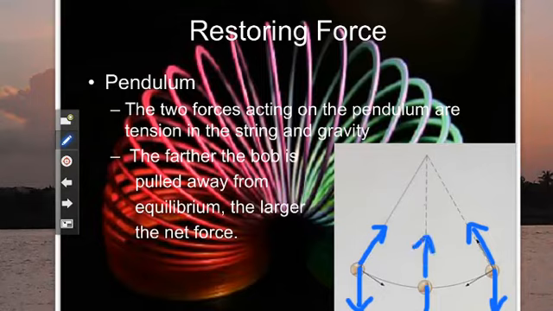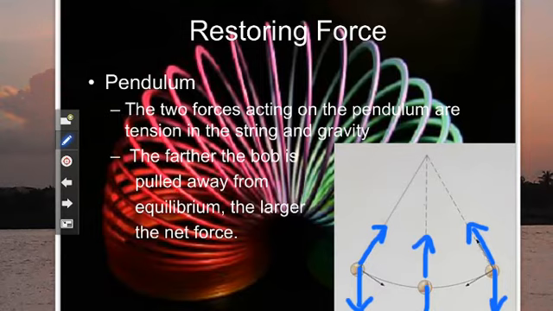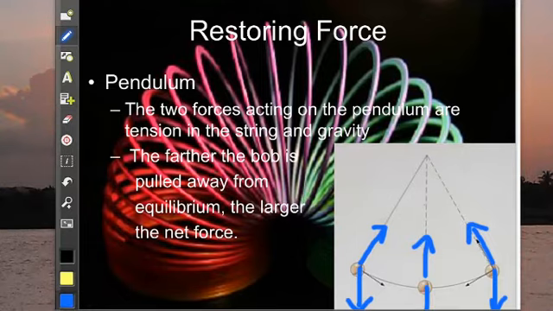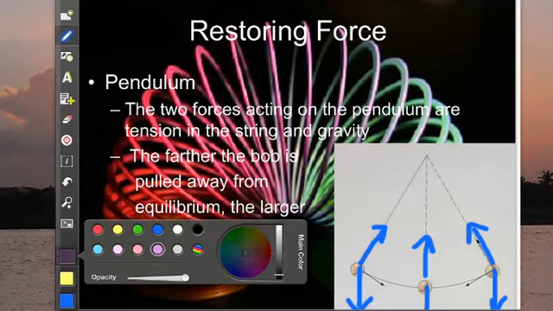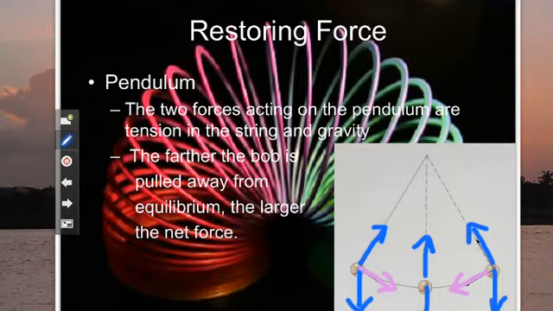And the idea here is that at any point where the forces aren't balanced, there's a net force acting back towards the center, or back towards the equilibrium position, and that's our restoring force. So over here it's in this direction, here it's in this direction, and that changes as we move along this path.